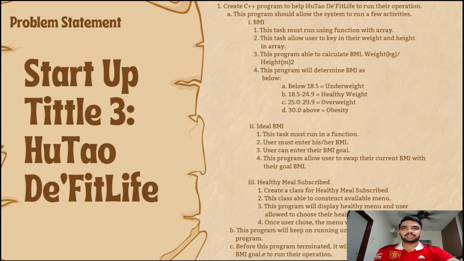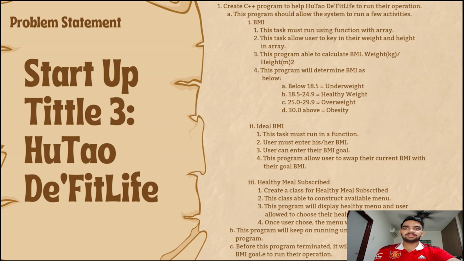The second one is ideal BMI. This task must run in a function. Our user must enter his or her BMI. The user can enter their BMI goal. This program allows users to compare their current BMI with their goal BMI.